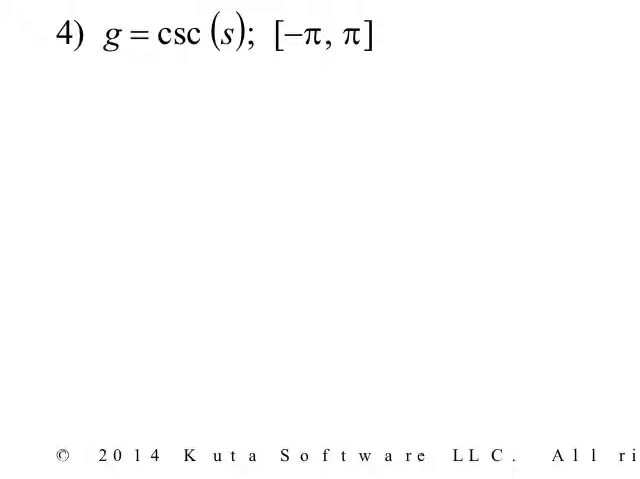Alright, so number 4 is the cosecant of s. So if we wanted to identify our discontinuities, it would probably be useful to think of what the cosecant graph looks like. And if you remember, cosecant is 1 over sine. So if our sine graph looks something like that, then our cosecant is going to be something kind of like that. So it's helpful to remember what the graphs of these functions look like.